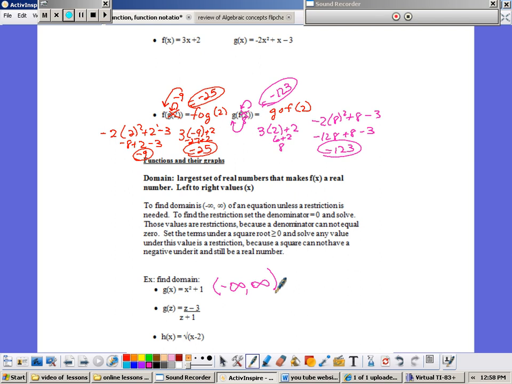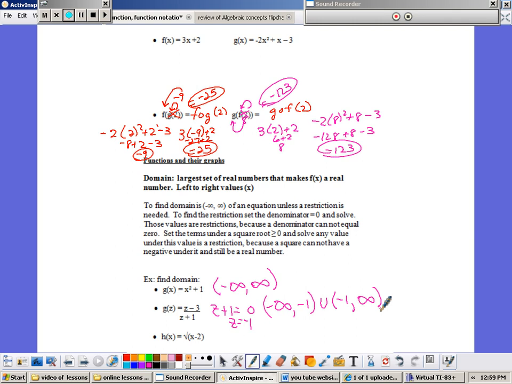G of z has a denominator, so I take the denominator, set it equal to 0. Z cannot be negative 1, which means that it runs from negative infinity to negative 1, jumps negative 1, and goes to infinity. It's not allowed to touch negative 1. What's actually happening there is you have an asymptote, and that asymptote is an imaginary line that the graph gets closer to but never touches. That's why it's jumping over it.